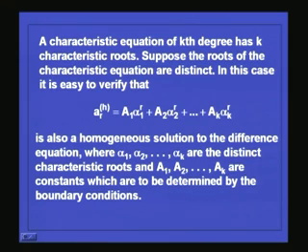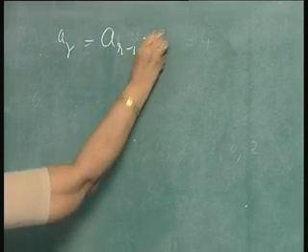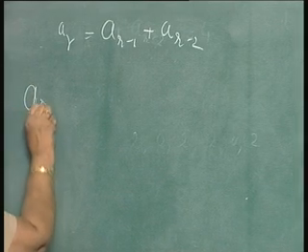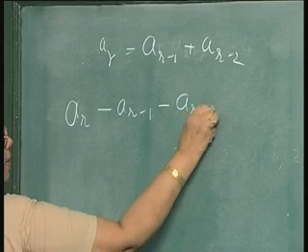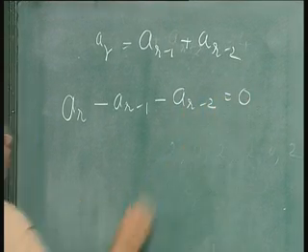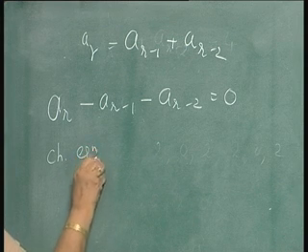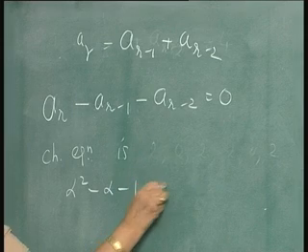For example, in the Fibonacci sequence, we had a_r = a_(r-1) + a_(r-2), or a_r - a_(r-1) - a_(r-2) = 0. So, the characteristic equation is alpha squared - alpha - 1 = 0.